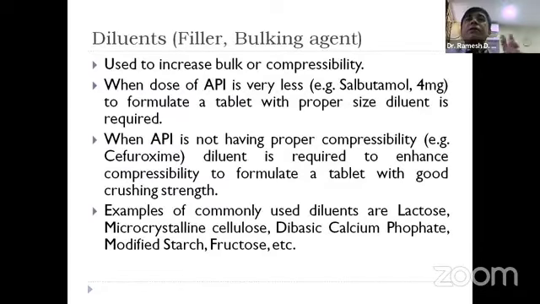The reason is many of the APIs have poor compressibility, and they cannot be compressed into a tablet if we are not incorporating the diluents. So another purpose of incorporating a diluent is to increase the compressibility. Most commonly used diluents are lactose, microcrystalline cellulose, dibasic calcium phosphate, modified starch, fructose, etc.